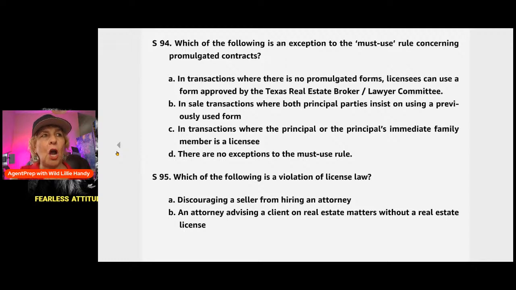Okay, there are exceptions. Which of the following is an exception to the must-use rule concerning promulgated contract? No, it is not C. Sorry about that, Franklin.